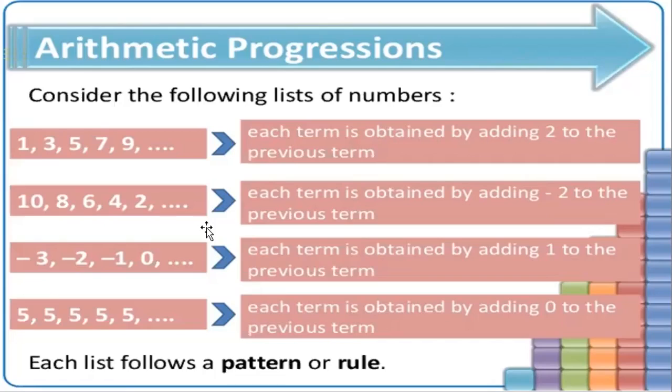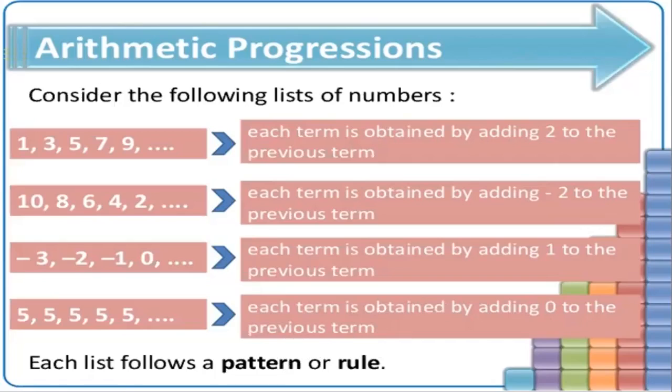Yes, we can. It is pretty simple. Minus 3, minus 2, minus 1, 0. So each term is obtained by adding 1 to the previous term. As you can see, 5, 5, 5, 5. Is it also an arithmetic progression? Yes, a constant is added to get the next number in the sequence, that is 0. Each term is obtained by adding 0 to the previous term.